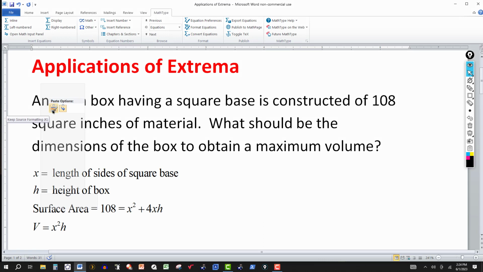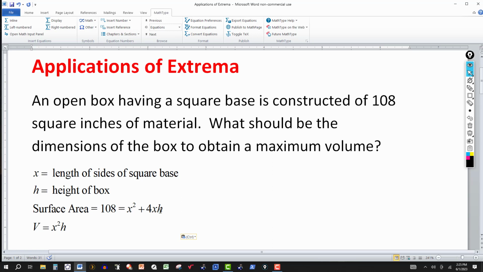So here's the main information that you have for this. It tells us that the base is square, so if I let x equal the length of one side of the base, then of course all the sides are going to be of length x. So I'm letting x equal the length of the sides of the square base. We'll let h be the height of the box, and it is an open box, so it has the sides, the bottom, but no top. The surface area is given to be 108 square inches, so that's the total.